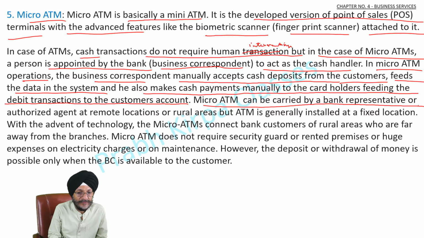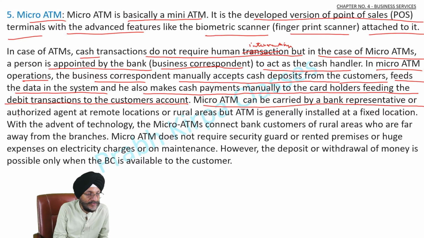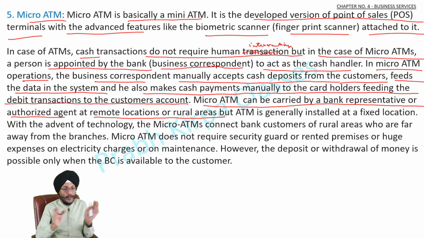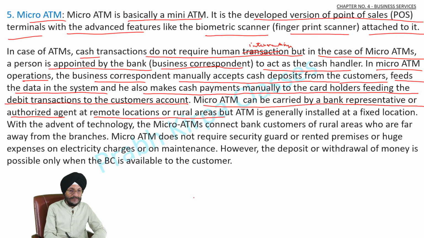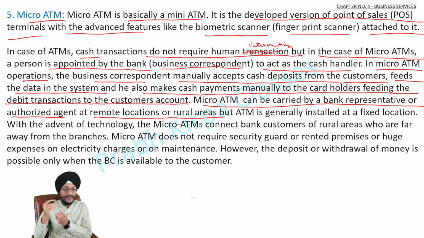Micro ATM can be carried by a bank representative or authorized agent at remote locations or rural areas. So you can observe that micro ATM is only a mini version of the big ATM, where a person called bank representative helps you in withdrawing or depositing the cash. Basically, it is for the rural areas where ATMs are not located, and they can get the facility of cash withdrawal or depositing of cash.